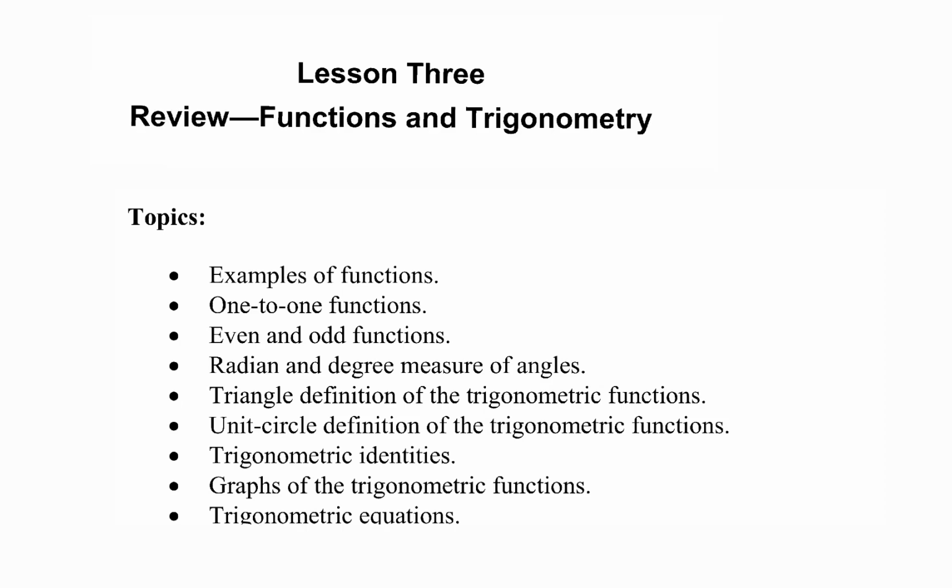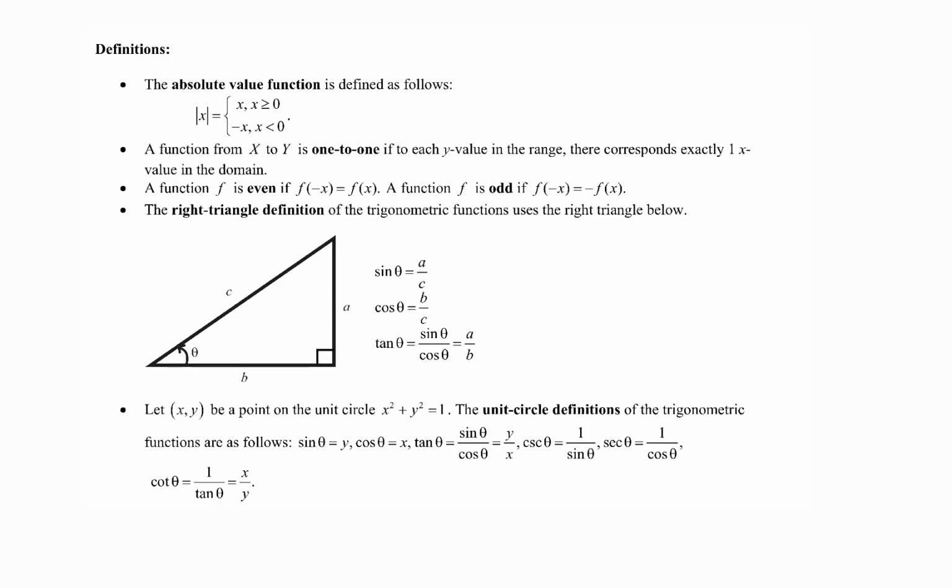You are free to review this PDF where we define the sine of theta using a right triangle. Sine of theta is the opposite divided by the hypotenuse. Cosine of theta is the adjacent divided by the hypotenuse, etc. Everything you know already.